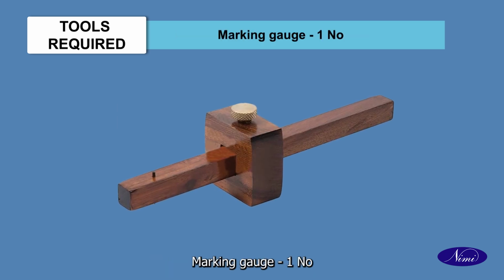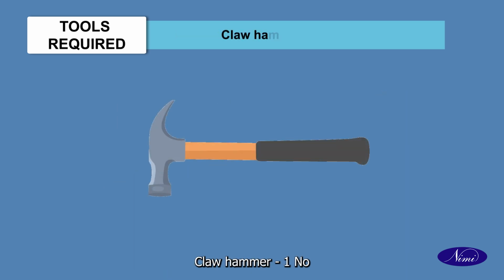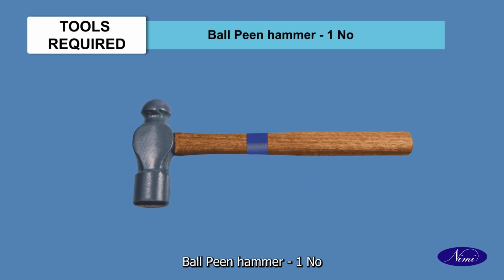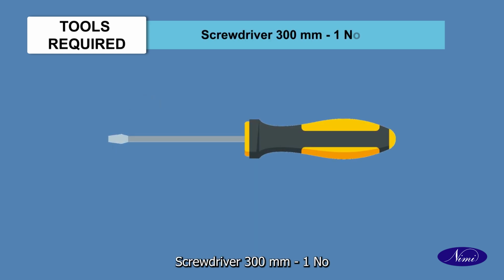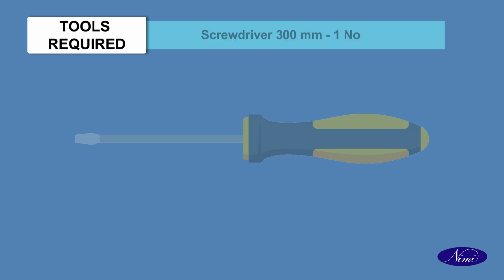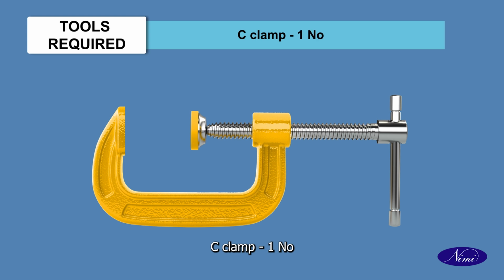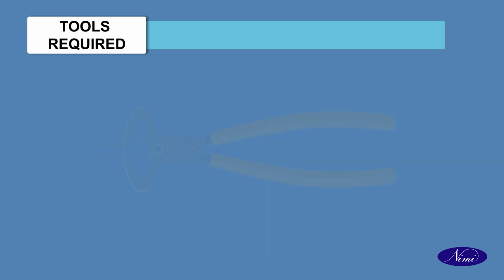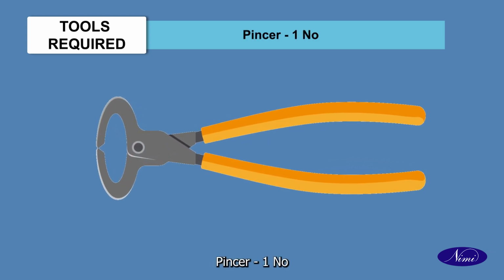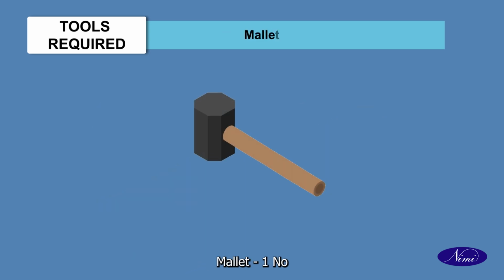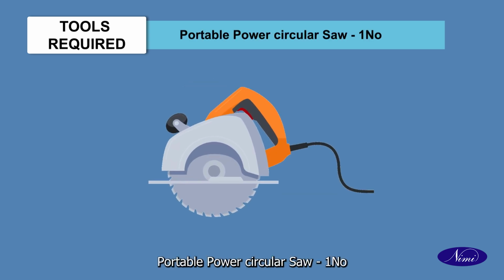Marking gauge 1 number. Claw hammer 1 number. Ball peen hammer 1 number. Screwdriver 300 mm, 1 number. T-bar clamps 1 number. C-clamp 1 number. Pincer 1 number. Center punch 1 number. Mallet 1 number. Portable power circular saw 1 number.